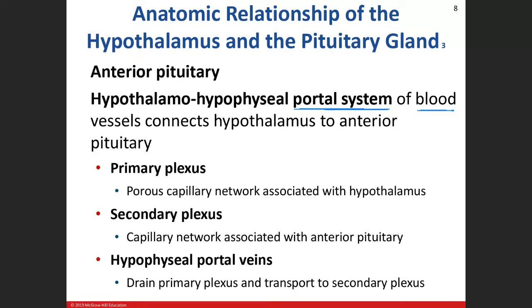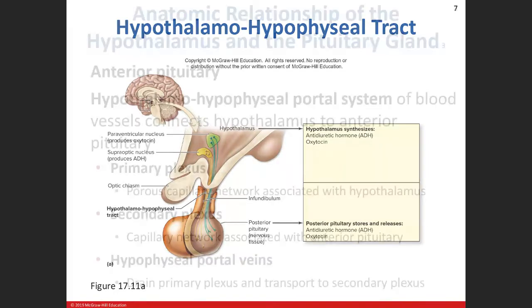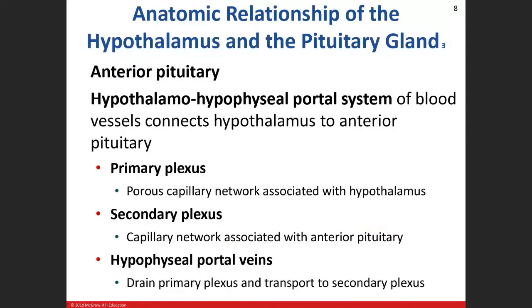Let me backtrack because I probably lost some of you here. The hypothalamo-hypophyseal tract deals with the posterior pituitary gland, or neurohypophysis. So just think of nervous tissue. Now we're going to talk about the anterior pituitary. So think posterior having to do with nervous tissue. The anterior pituitary is going to have to do with blood. Now we're talking about a different part of the pituitary gland.